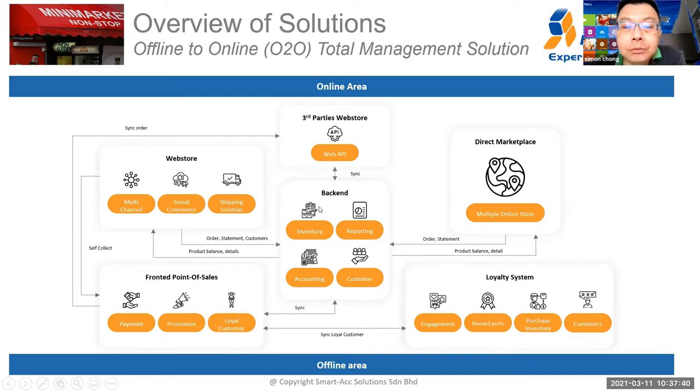From there, we can extend to online. Online, we integrate two parties: one is directly to our web store, the other into the marketplace. With the web store integration, we not only cover your own web store, we can also cover another business model, which we call self pickup solution plus express delivery. Then from there we can extend to any multi-outlet also. So this is our expansion of the business to any merchant in the market.